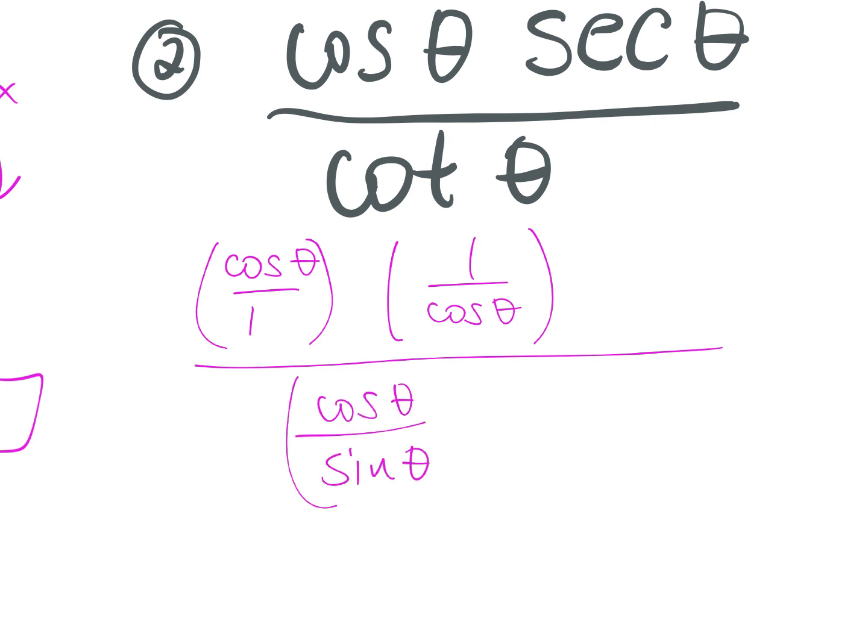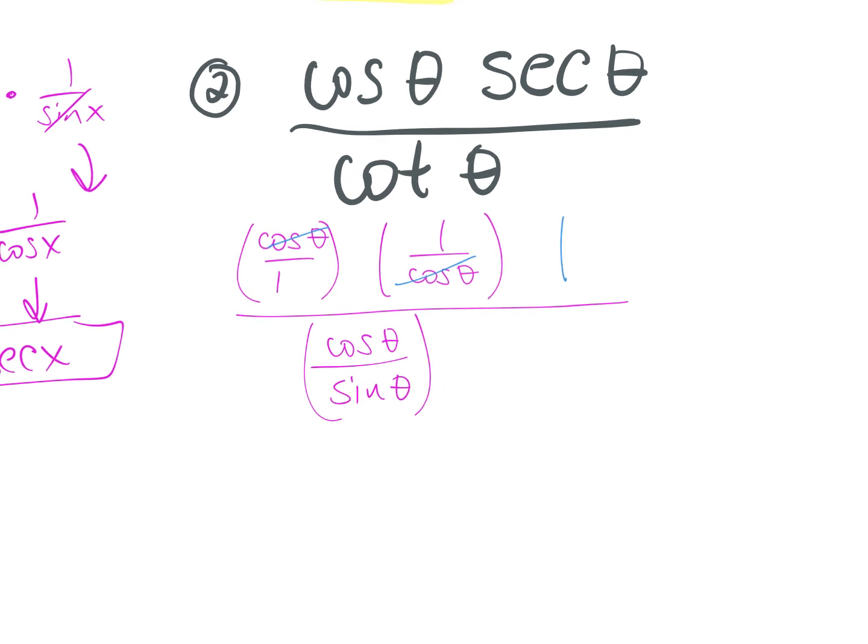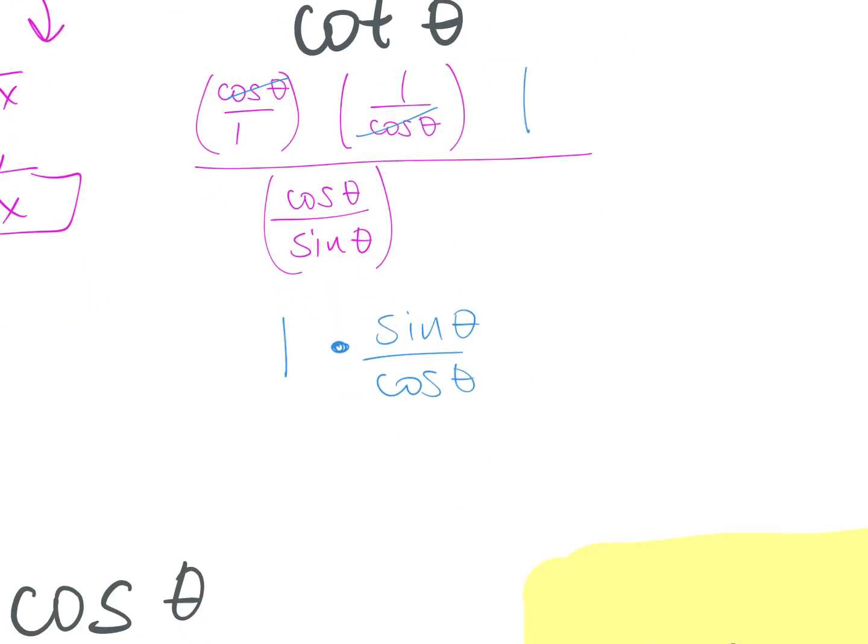Good. So before you start keep, change, flip, what do you notice about the numerator? This cosine in the numerator and this cosine in the denominator cross off. So what are you left with? Just a 1. It's 1 over cosine over sine. So I still have a fraction being divided, so I'm going to keep, change, and then cosine over sine becomes sine over cosine.